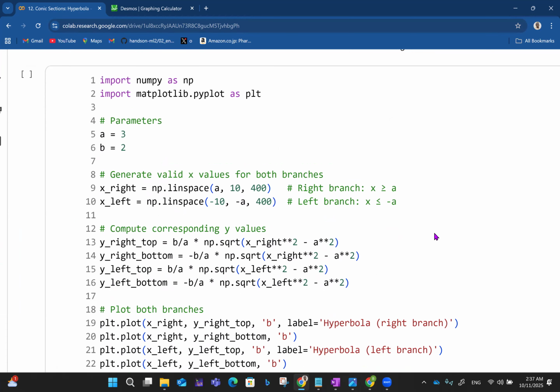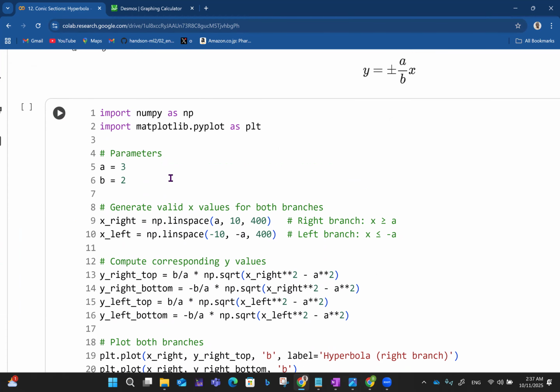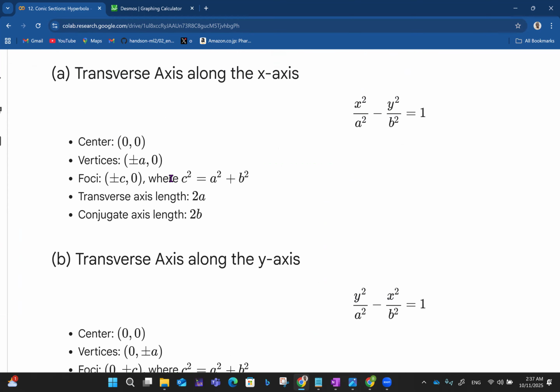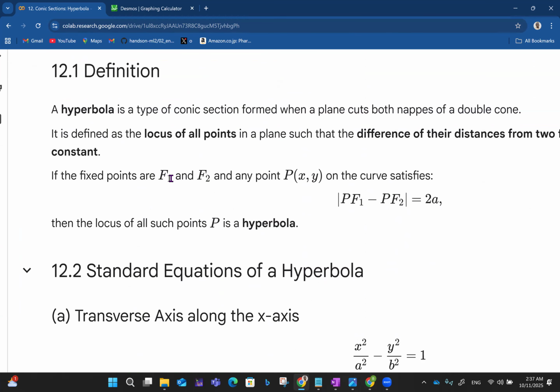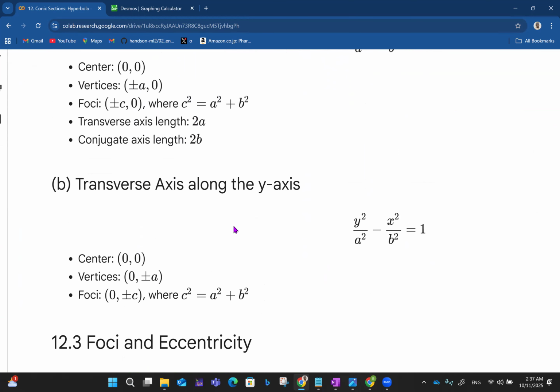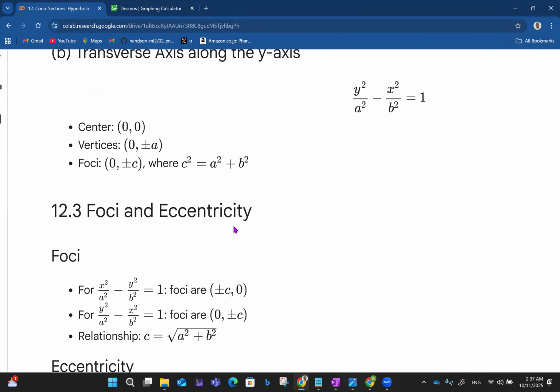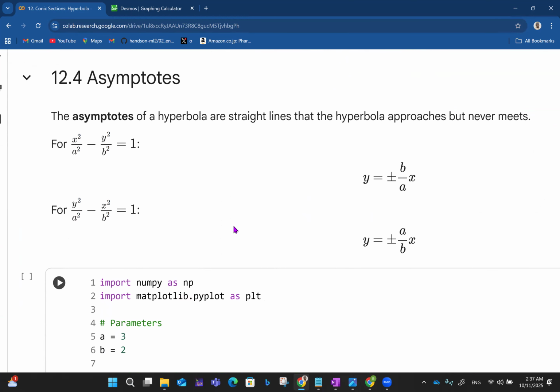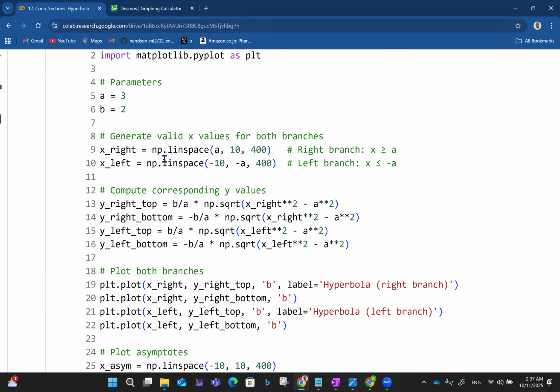That's the asymptote, okay? So we demonstrate all of this. Using the Python code now, imagine that A is 3. By the way, what is A again? A is half of the transverse axis length. B is half of the conjugate axis length. Okay, so A is 3, B is 2.